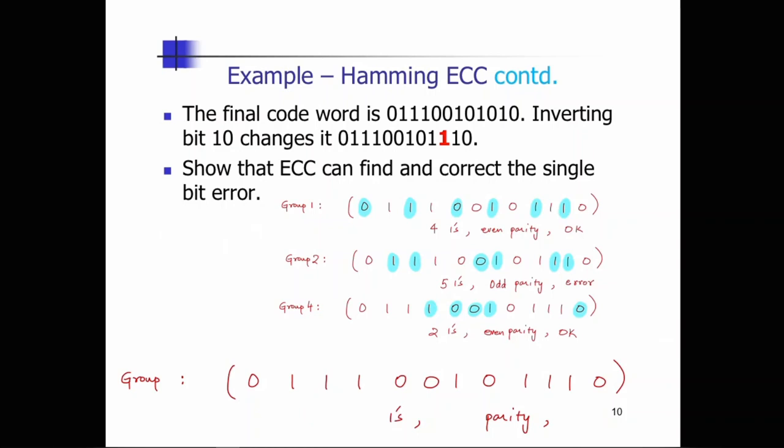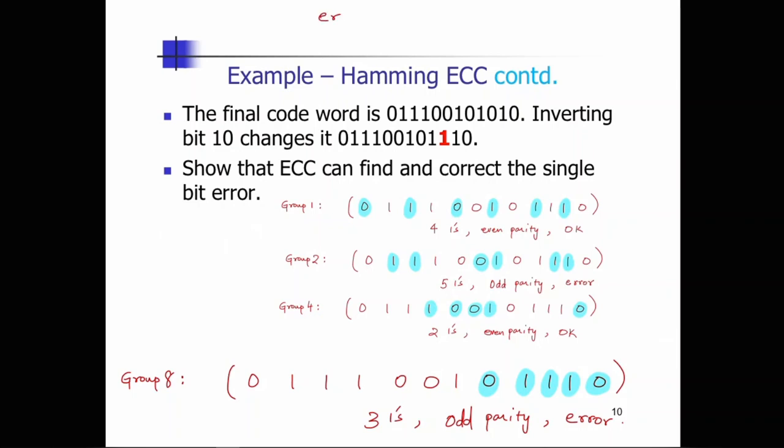Okay, let's see, group 8, highlight the locations. It's going to be coming all the way from the back here. I have 12, 11, 10, 9, and 8. I sum up all the ones. I have 3 ones there. So odd parity, that means that I have an error again. So as you can see, I've got an error in group 2 and an error in group 8.